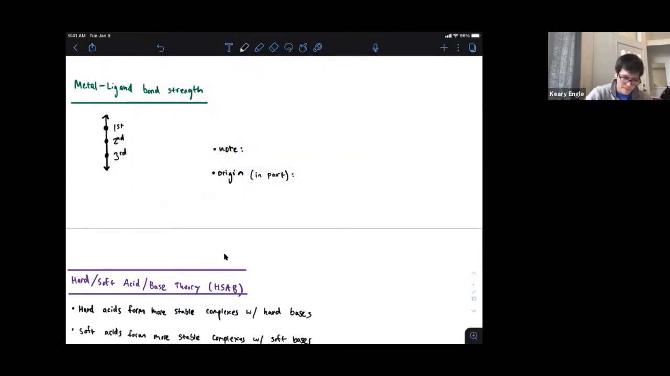Bond strength. Carbon metal bond strength increases as you go down from row 1 to row 3. And I asked this as a two-part question to immediately draw your attention to the fact that the trend is opposite of what you see in the main group.